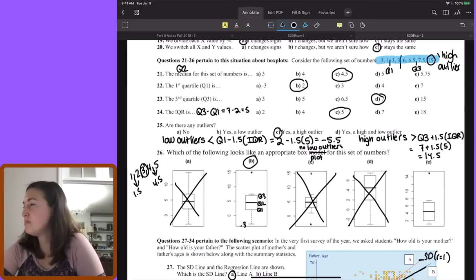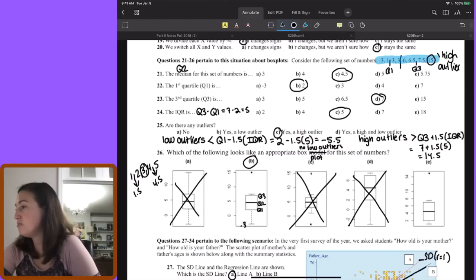What lecture would 26 be from? The first one for exam 2, the box plots one, the very first one in exam 2 material.